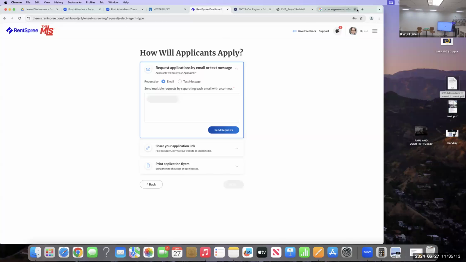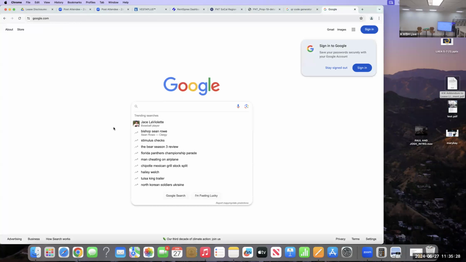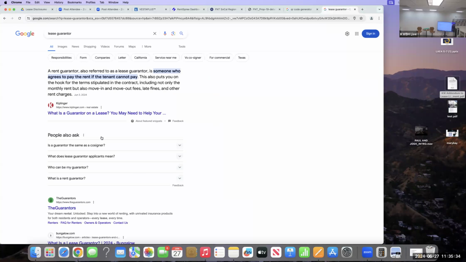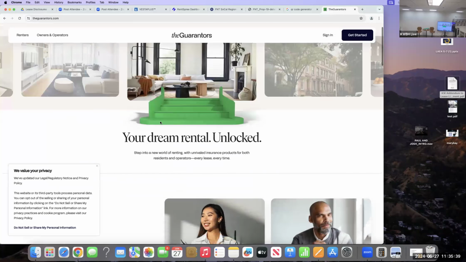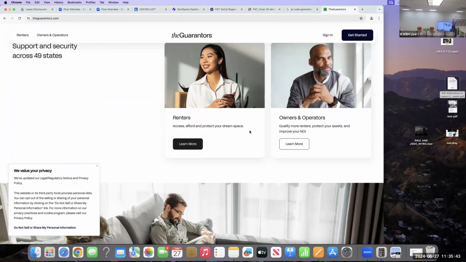Just so you guys know, there are companies like, check this out, you're going to love this. Lease guarantor. So the guarantors, look at this. Your dream rental unlocked, the guarantors. Renters, access, afford, and protect your dream space. Let's see.